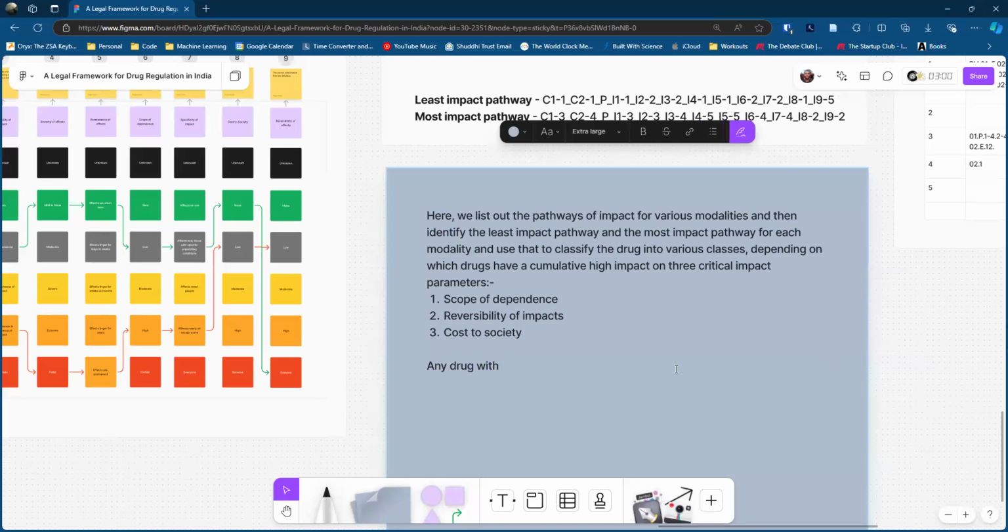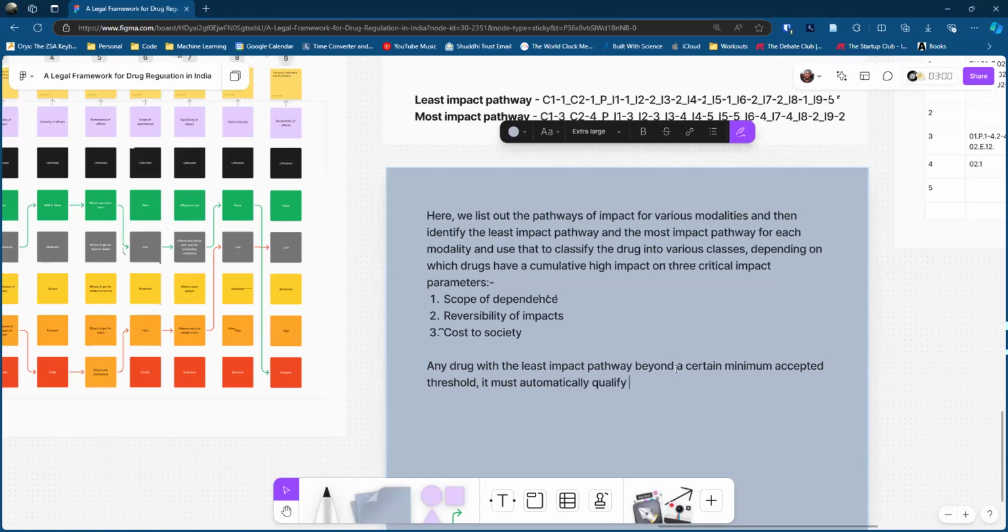Any drug with the... I think, should we go for the lowest or the highest one? Which impact pathway is the most important? The least impact pathway or the most impact pathway? Because we are looking for the most impact pathways. If it is the least impact pathway, then the least impact pathway itself should not be beyond a certain minimum accepted threshold. Beyond that, it must automatically qualify.